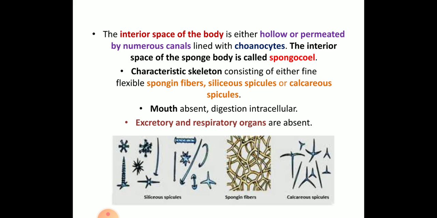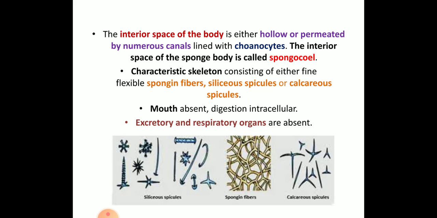As I have said, they consist of spicules or spongin fibers. The characteristic skeleton is made up mainly of calcium, so only then the rigid structure of the sponges is seen. These may have spongin fibers, calcareous spicules or siliceous spicules. Calcareous is made up of calcium, siliceous is made up of silicon.